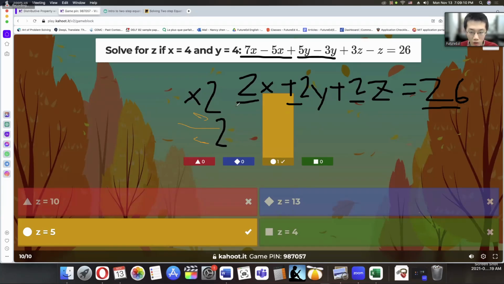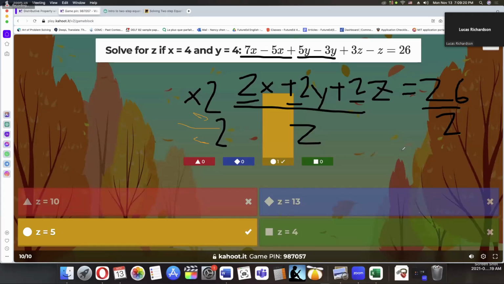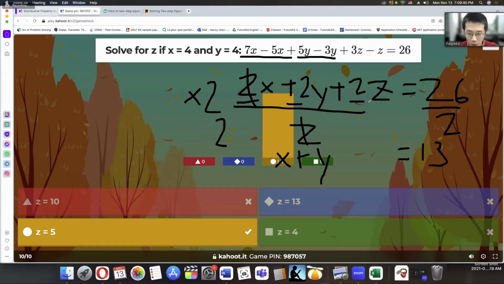So if you multiply something by 2, to get rid of it, you divide it by 2, right? So if you divide all this by 2, and you divide 26 by 2, let's do 26 divided by 2 first. What's 26 divided by 2? 26 divided by 2 is 13. Okay. And 2x divided by 2 is just x. 2y divided by 2 is y. And 2z divided by 2 is z. So in the end, you just get x plus y plus z is equal to 13, right?